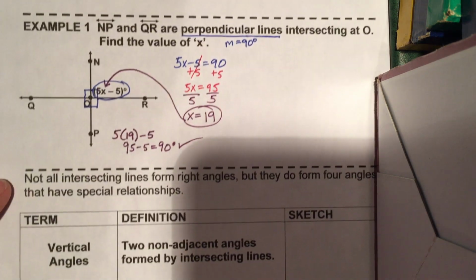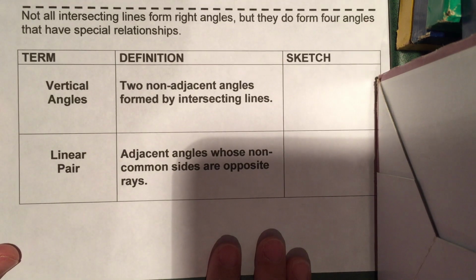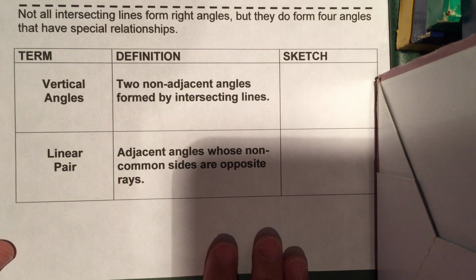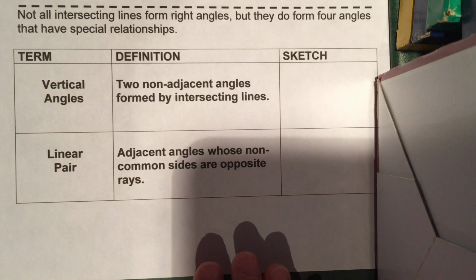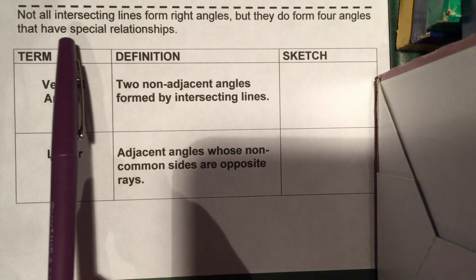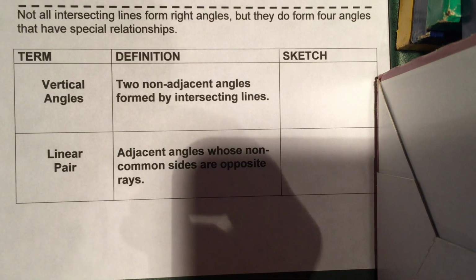All right, so the next one we have is vertical angles and linear pairs. Not all intersecting lines form right angles, but they do form four angles that have special relationships. So anytime you have two intersecting lines, basically you're going to have four angles. So let's look at the first one.